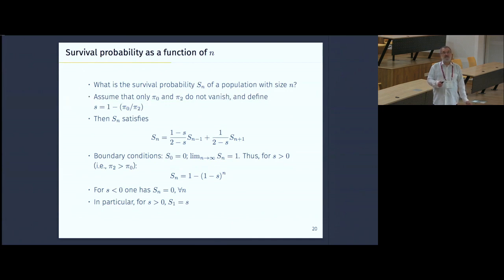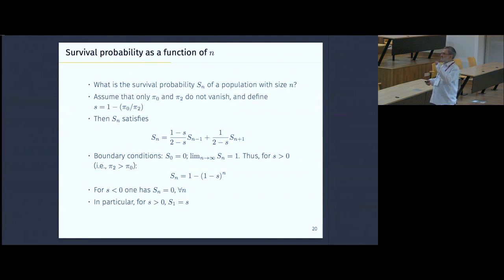Assume that you have only pi 0 and pi 2, so there is only fission. And define s in this way as 1 minus pi 0 divided by 2. Of course, if s is larger than 0, it means that we are in a subcritical situation, so we don't worry. But then you can write an equation for the survival probability.